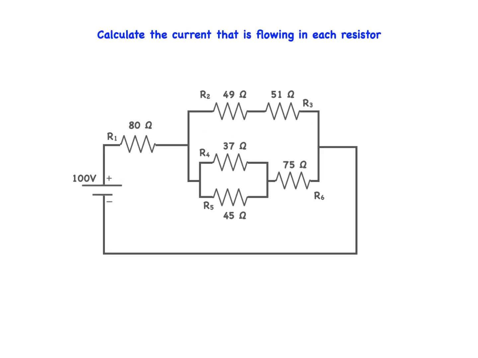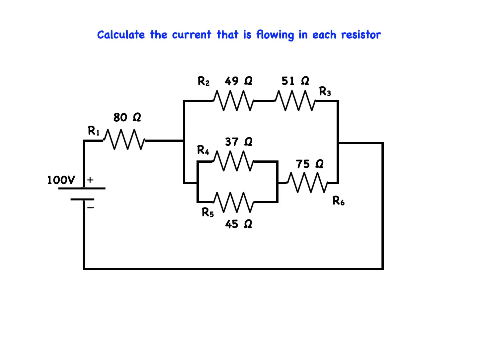Problem number 9 requires us to calculate the current that is flowing in each resistor. The logic here will be to replace all the resistors with one equivalent resistor, then find the current through that resistor, which is the current for the total load. Subsequently, then, reversing the process, we calculate the current in each branch, which then allows us to calculate the current in each resistor.